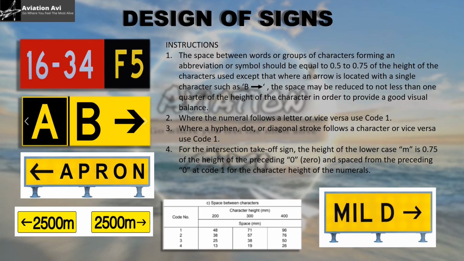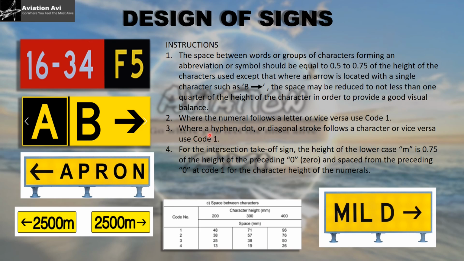Now, when a numeral follows a letter or vice versa, we use the code number 1. So we have already seen the spacing between two numbers and two alphabets. What is the spacing between an alphabet and a number? In this case, we use the code 1 while we refer to table C. So basically, we use code 1, and we already know for a code 3 or 4 runway, the character height is 300 millimeter. Directly come here. So spacing between foxtrot and 5 will be 71 millimeters.